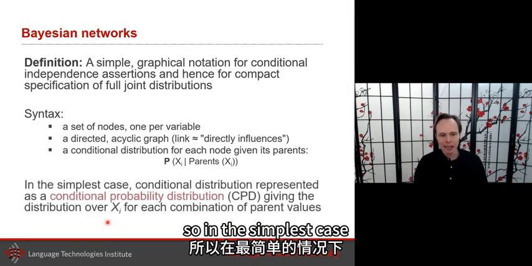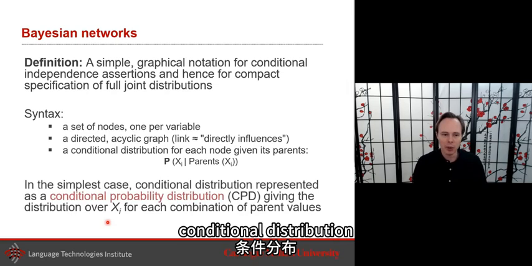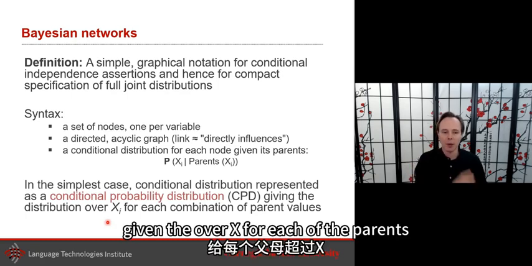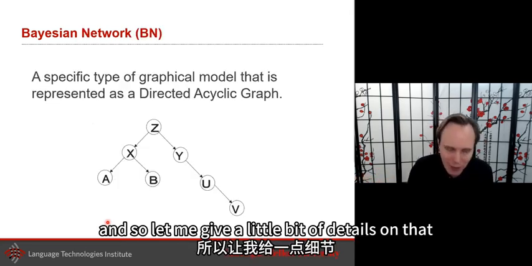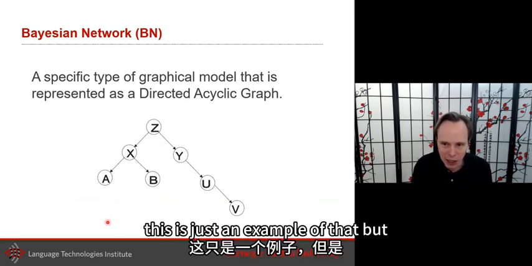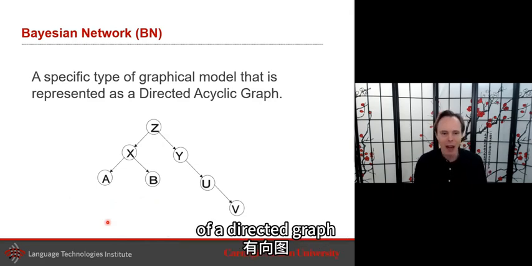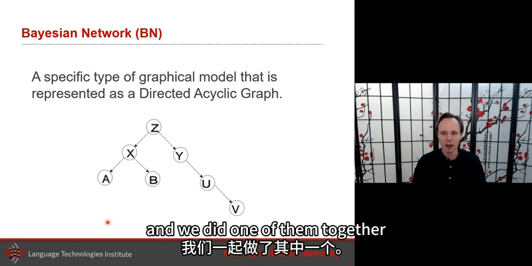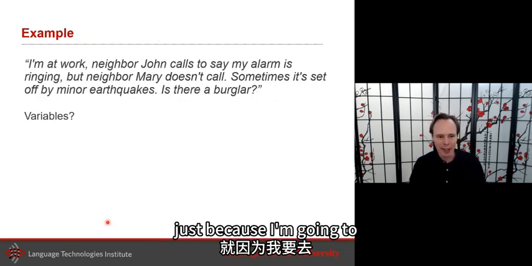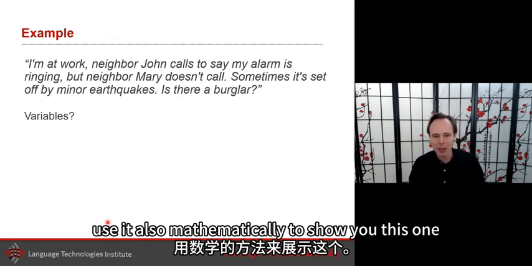So in the simplest case, a conditional distribution represents the conditional distribution over X given each of its parents. Let me give a little more detail on that. A Bayesian network is just an example of a directed graph, and we did one of them together, but let's do one more, because I'm going to use it mathematically to show you this.